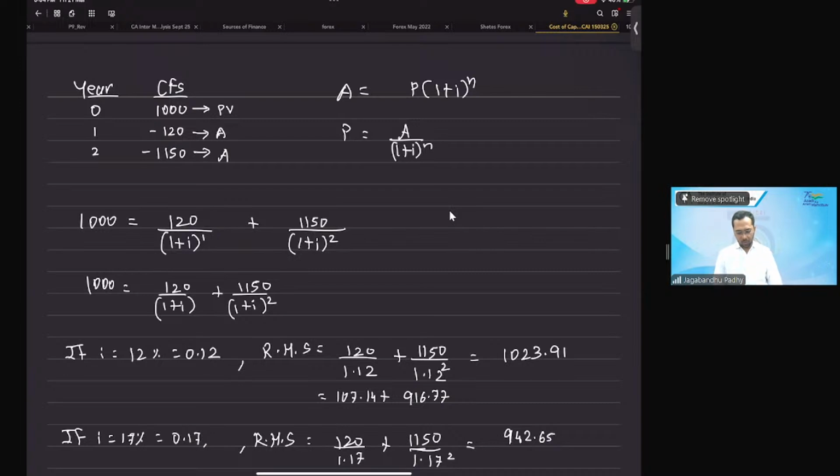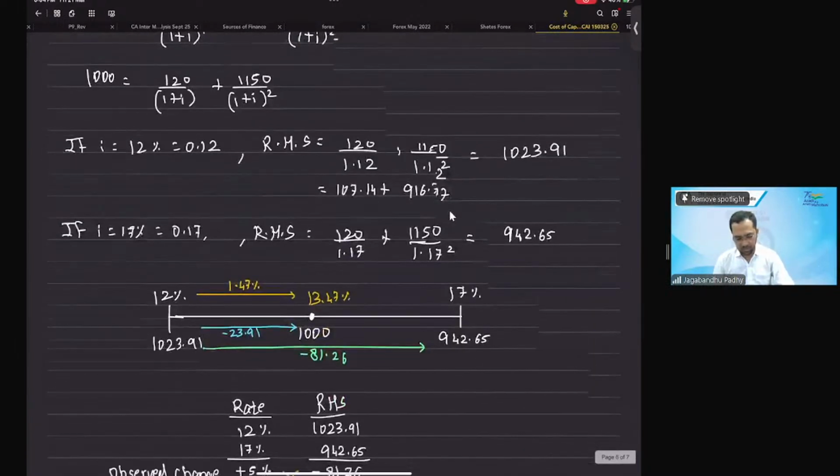So to avoid that, what we generally do is we take an assumed rate. We try to calculate the LHS and the RHS value, equating the RHS with the LHS. That is 1023.91 we got, but we wanted it to be 1000. So what we did is we took a higher rate, which is instead of 12%, we took a rate of 17%. We got it as 942, and then we just interpolated.